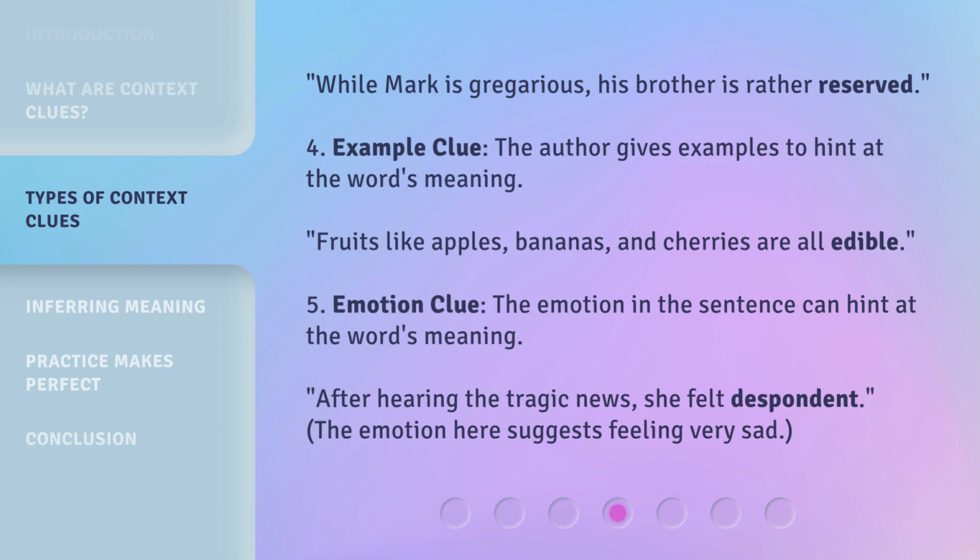4. Example clue. The author gives examples to hint at the word's meaning. Fruits like apples, bananas, and cherries are all edible. 5. Emotion clue. The emotion in the sentence can hint at the word's meaning. After hearing the tragic news, she felt despondent. The emotion here suggests feeling very sad.